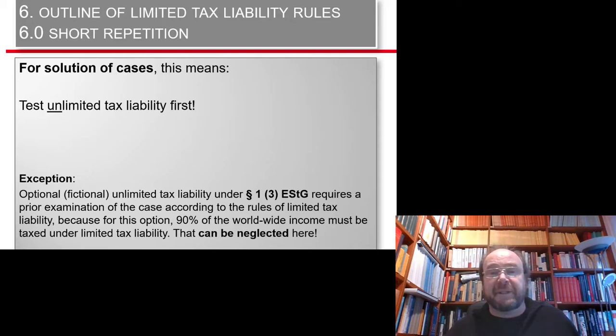Yeah, but that can be neglected here, because that is something which you can only find out and test at the end of a case, because then you must already know how much of the worldwide income, so of all events which happen during a year with a certain taxpayer, is left untaxed under the normal rules of limited tax liability. So first you would always test the cases of these persons according to limited tax liability, and then at the very end of a case you can test whether the taxpayer can use that option, and then state what is changed by that option.